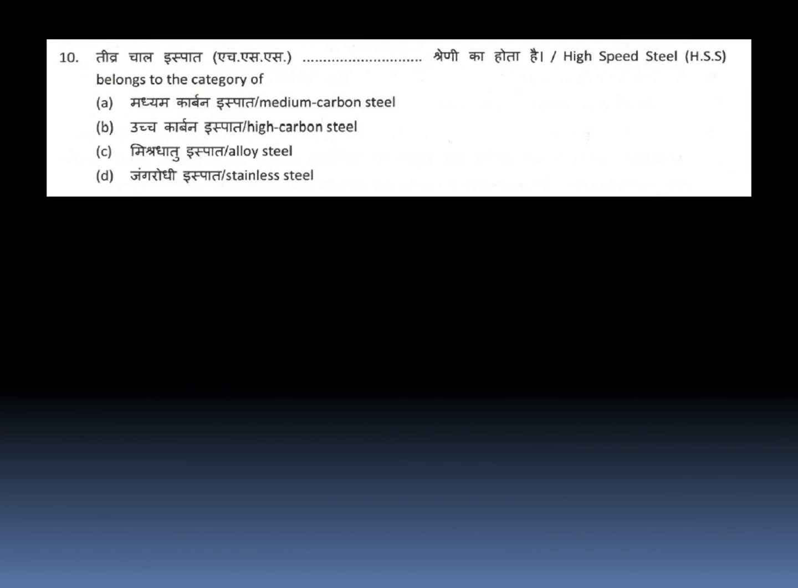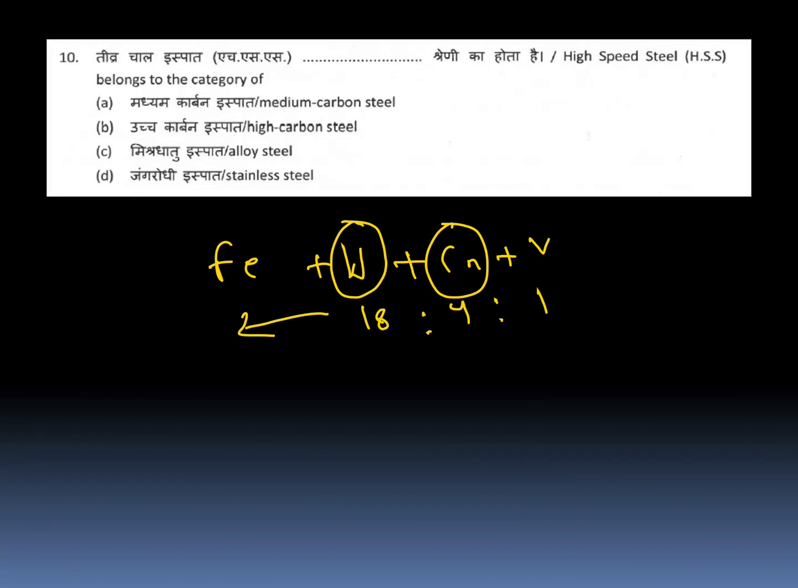High speed steel. HSS belongs to the category of high speed steel. It's tungsten plus chromium plus vanadium plus iron. Iron is the majority. 18% tungsten, 4 chromium, 1 vanadium, 18 4 1. Rest is Fe. So it's an alloy steel, an alloy of iron, and the major alloying element is tungsten, then chromium. Sometimes they are giving other alloying elements also.